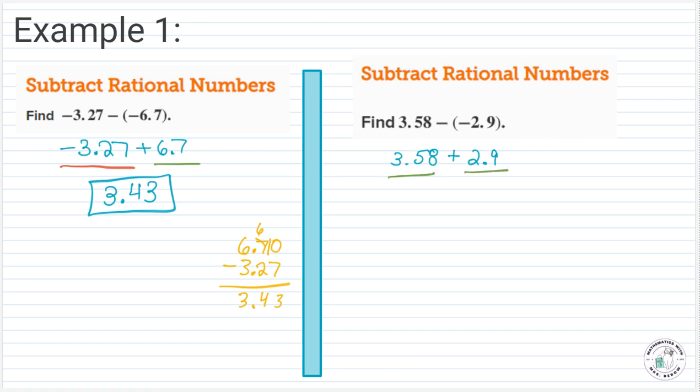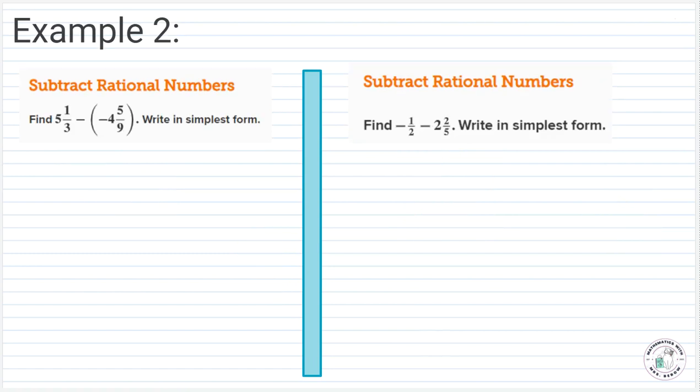Again, I can show my work off to the side here: 3 and 58/100 plus the 2 and 90/100, because again, we want to line up our decimal point. Then we just add these two values together, making sure we carry down our decimal point, and we get 6 and 48/100 as our final answer for this next question.